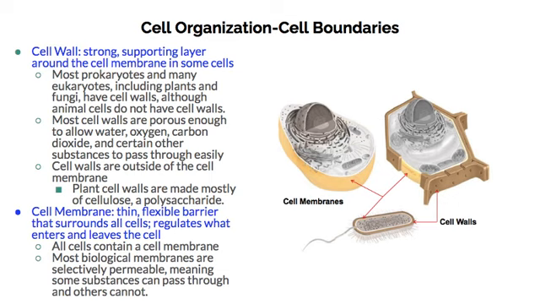Cell walls are outside of the cell membrane, and plant cell walls are mostly composed of cellulose, which is a polysaccharide. The cell membrane is a thin, flexible barrier that surrounds all cells, and it regulates what enters and leaves the cell. All cells contain a cell membrane, and most biological membranes are selectively permeable, which, if you remember, means that some substances can pass through and others cannot. So today, as we look at cellular transport, we're going to look at these structures in more depth. And if you remember, the cell membrane is also sometimes called the plasma membrane.